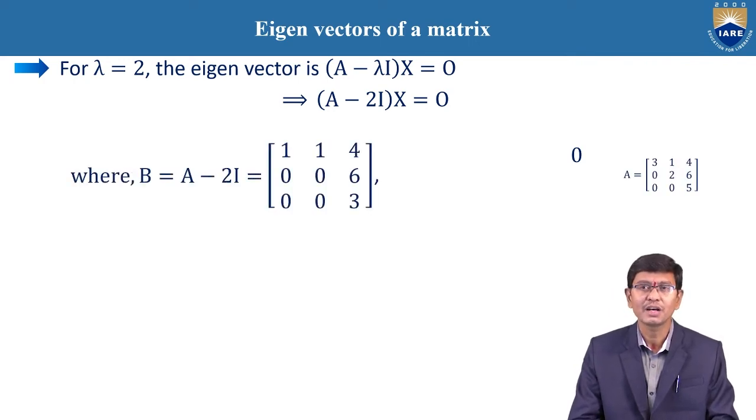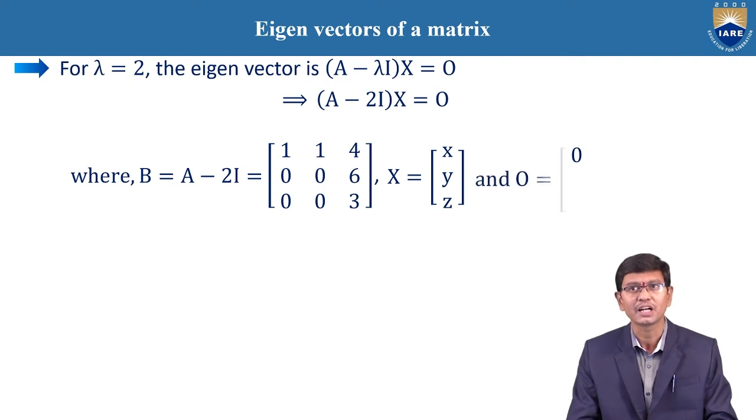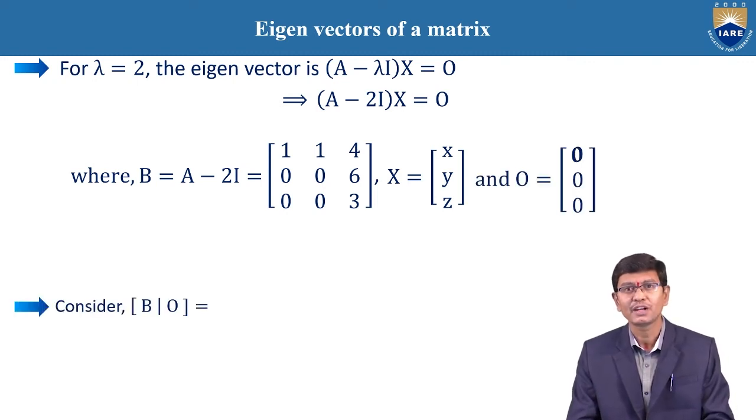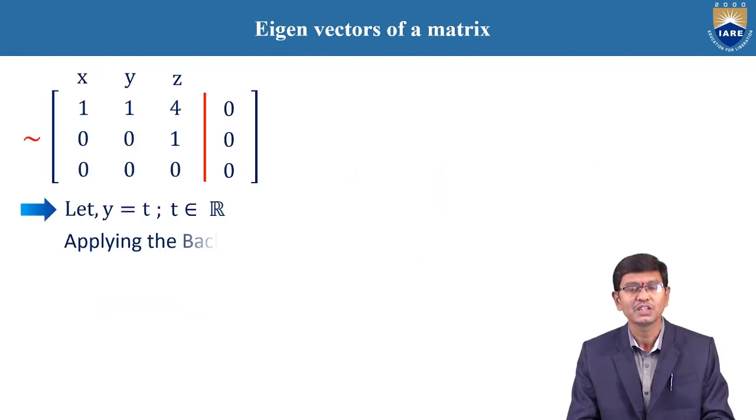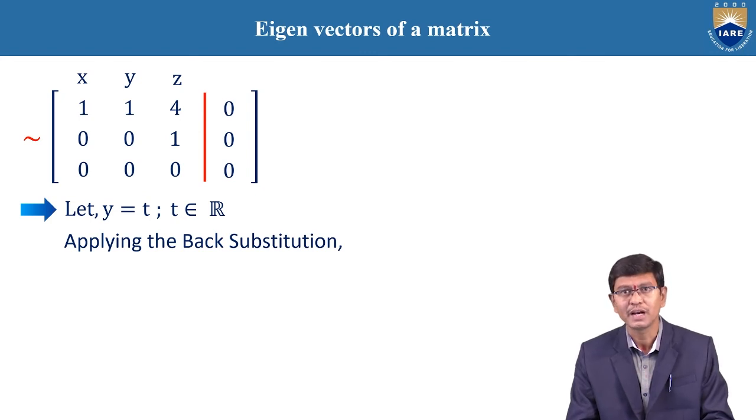Similarly, now we are going to find the eigenvector corresponding to the next eigenvalue. By definition, A minus lambda I times x is equal to 0, where here lambda is equal to 2. Therefore, the augmented matrix changes to 1, 1, 4, 0, 0, 6, and the last row is 0, 0, 3, 3. Now we need to reduce it to echelon form using elementary row operations. Same here, using the back substitution method, y is equal to t, because of the second row, z is equal to 0.